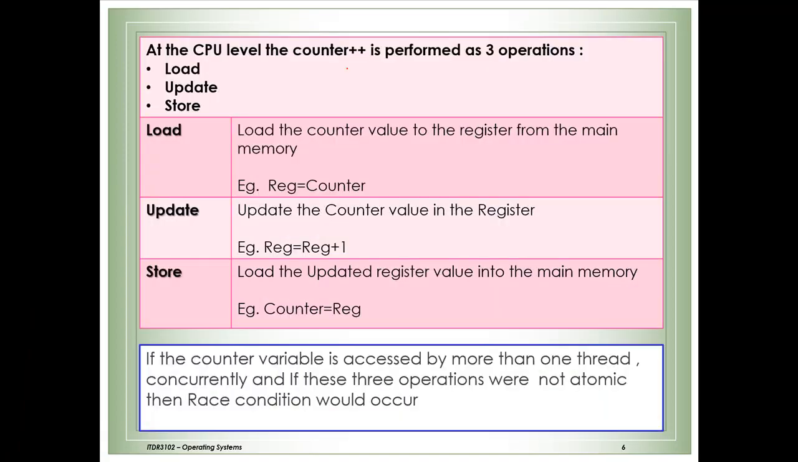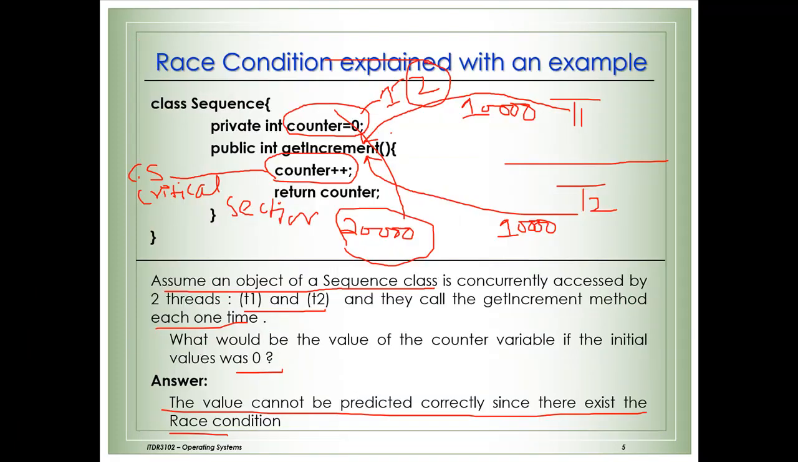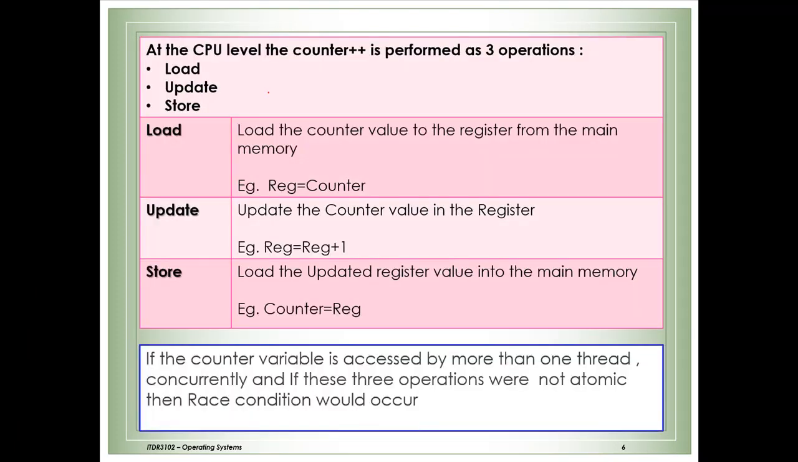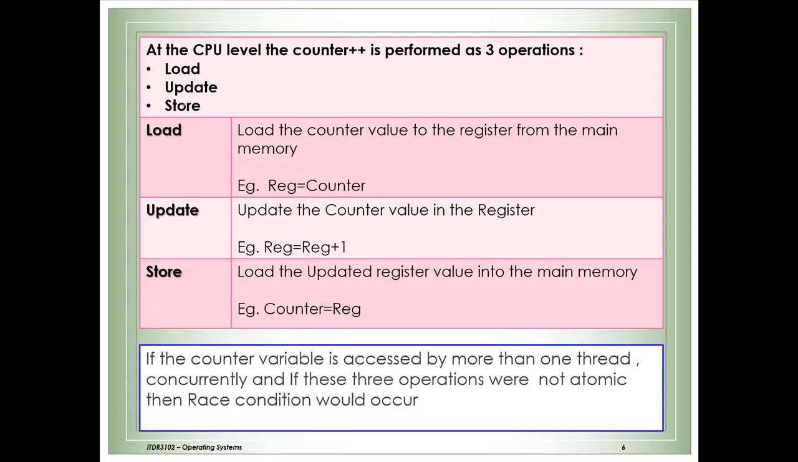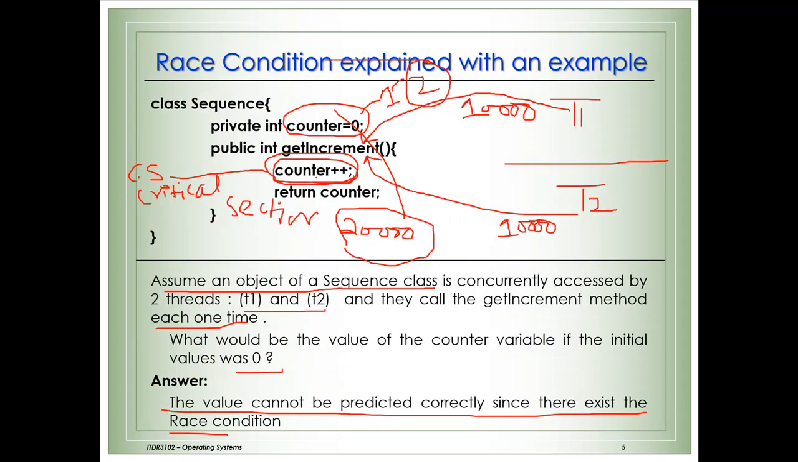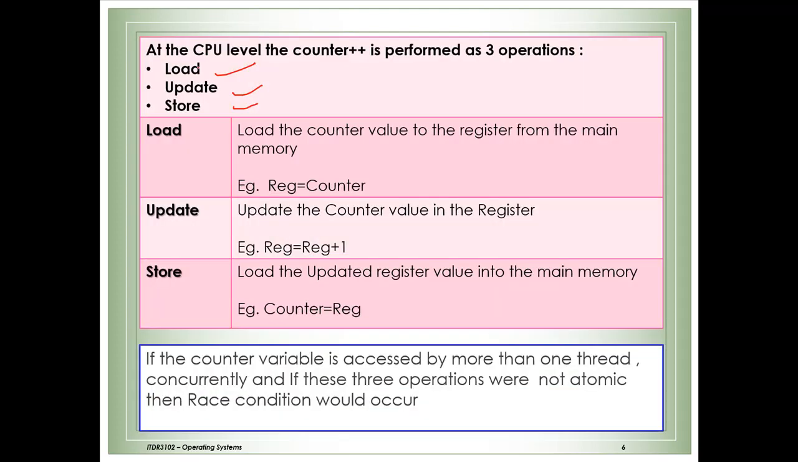Now why is this race condition problem happening? Because this single operation counter plus plus, at the CPU level, is divided into 3 operations: load, update and store. This single operation counter plus plus, at the CPU level, takes place as 3 different operations, that is, load, update and store.